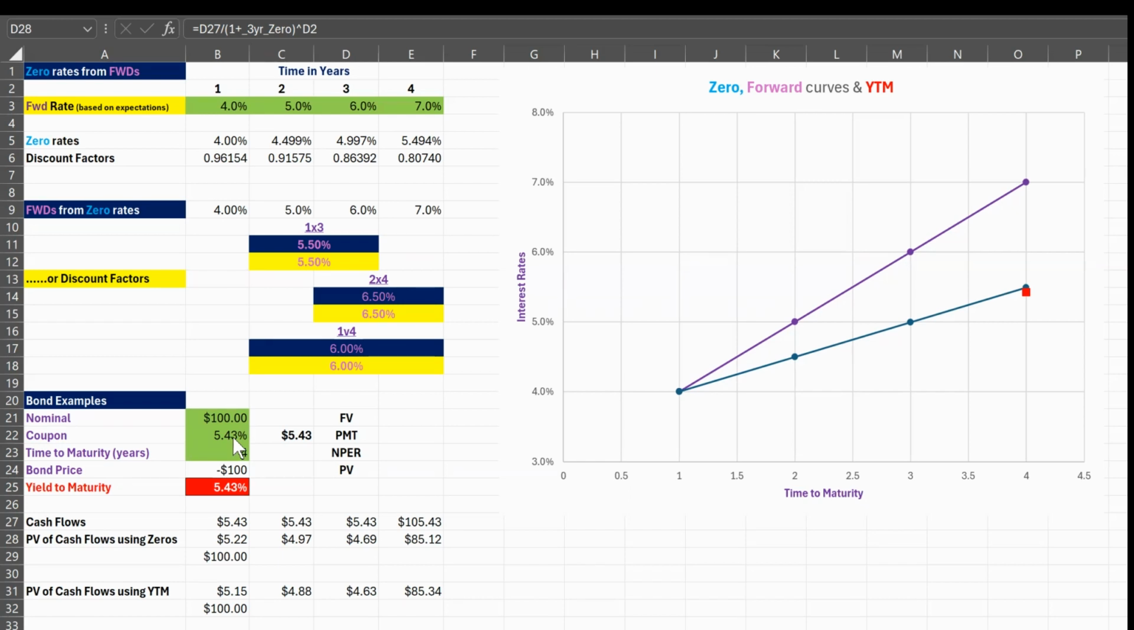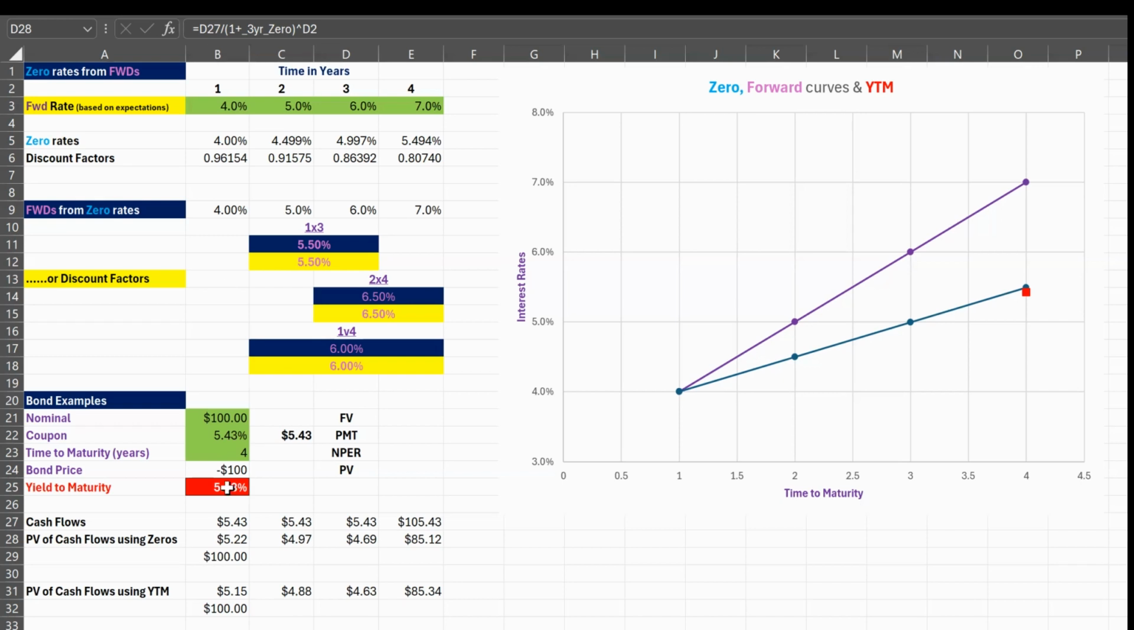So we have the coupon there. We have the time to maturity. And of course, this is an annual paying coupon bond there of 4 years. And the bond's price there, it's a negative number because this is the money that we would have to spend. This is an outflow to purchase this bond. And we can work out from this our yield to maturity. And you can see the formula at the top here.